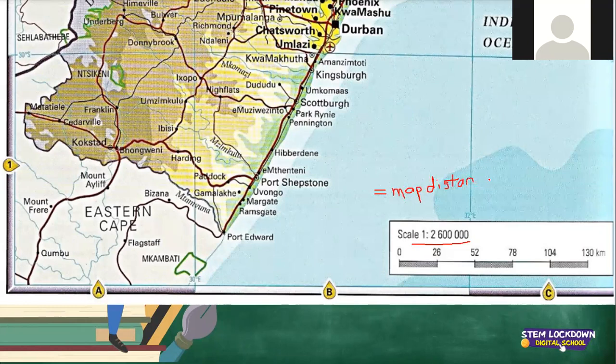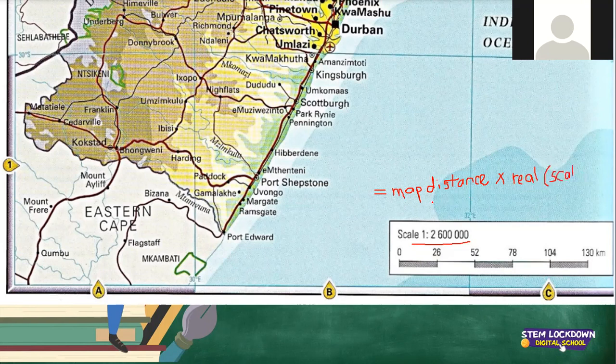Times by the real part of your ratio scale. Remember, the 1 in this case represents the distance on the map, and 2,600,000 represents the distance in real life. So times the real part of the ratio scale. This is the clue I'm giving you. This is where you start.